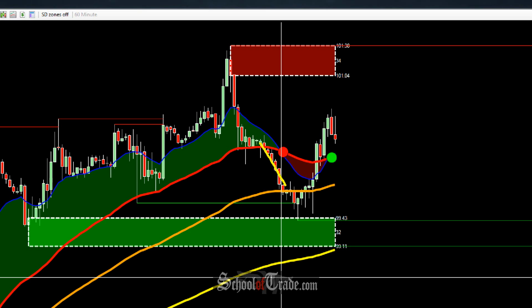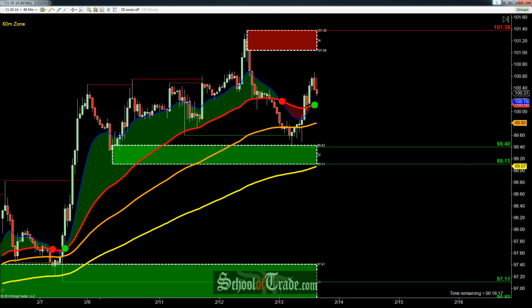There's a lot of different ways you can get into those, but looking at the overall area between 99.43 and 99.11 here, we saw a price bounce up from those lows. So we could go to any type of time frame or any entry chart and look for a reversal out of that area to buy it right back up again.